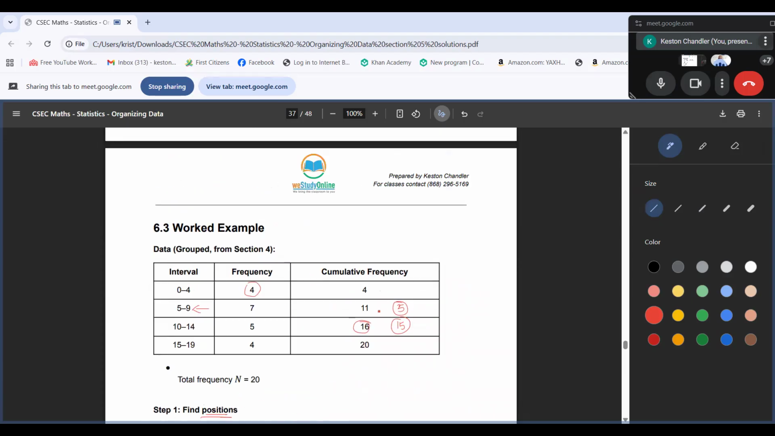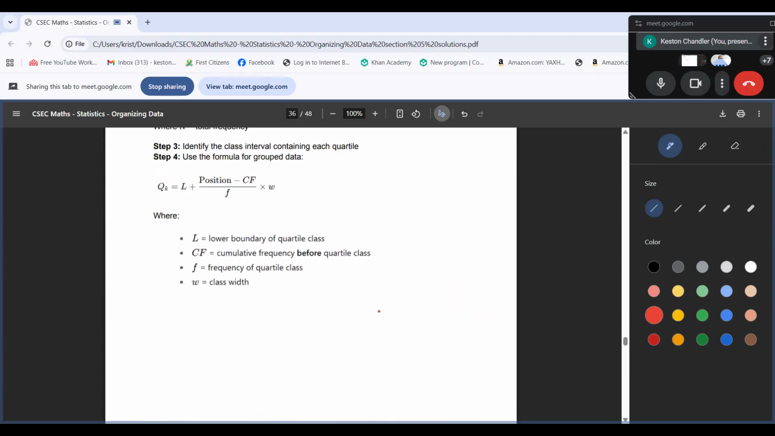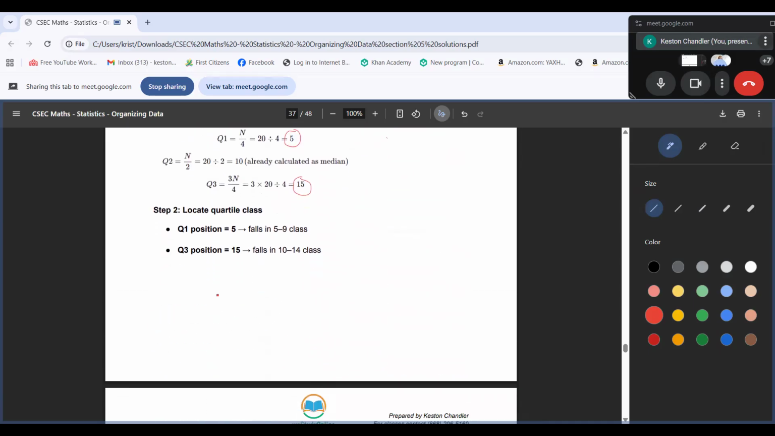Now the formula, let's just go back to the formula, takes our lower class boundary. It adds the position, so that's what we calculated, the 5th and the 15th position, minus the cumulative frequency before the quartile class. Very important. Frequency before the quartile class. And then we divide that by the frequency of the quartile class and multiply by the width. So let's go take a look at that.